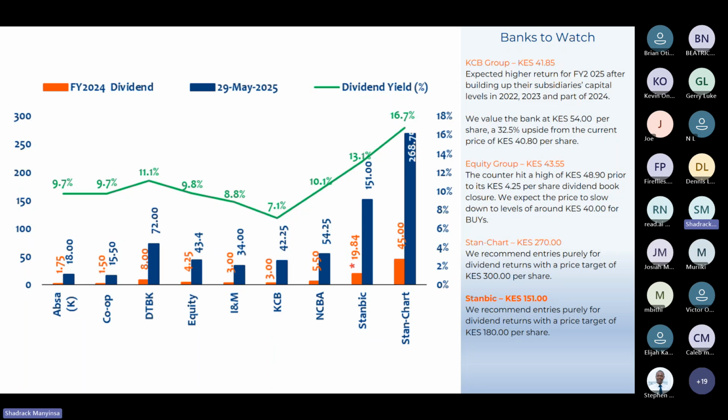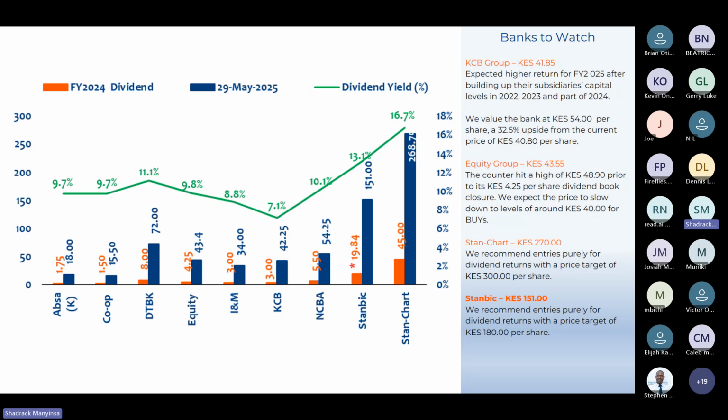Equity comes second. Equity currently trades around 42, 43. The price came down immediately after the book closure of the 4.25 shilling dividend per share, which happened last week on 23rd of May. We expect this price to stabilize at around 40 shillings, between 39 and 42, which is a good entry point. If you target to sell at about 45 shillings, that is a good return. But its valuation is above 54 shillings per share.